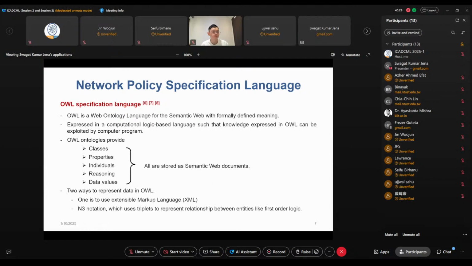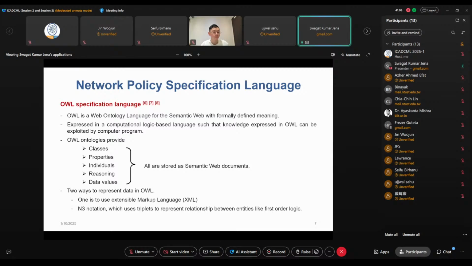Similarly, there is another specification language, OWL, which is based on the web ontology language and used for the semantic web with formally defined meaning. It is a computational logic based language where the knowledge is expressed in OWL and can be exploited by computer programs. It provides different kinds of features like classes, properties, individuals, reasoning, and data values, and all these are stored in terms of semantic web documents.